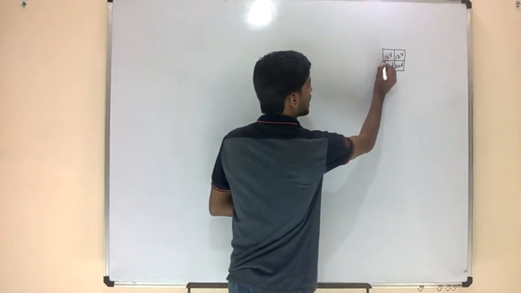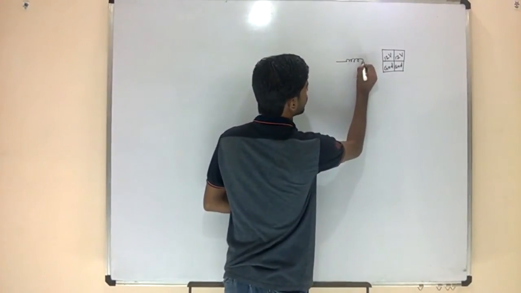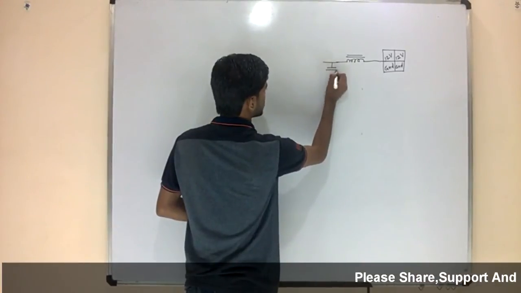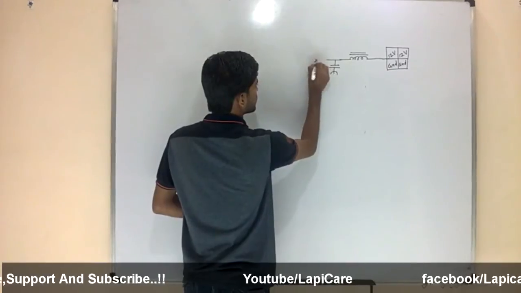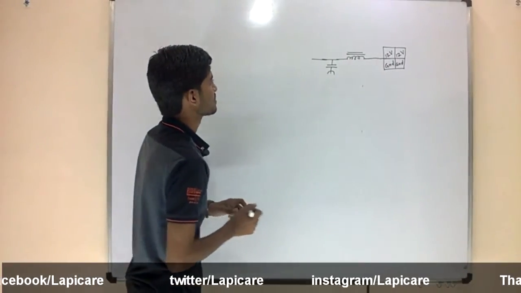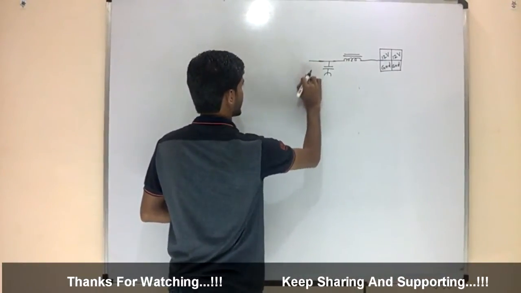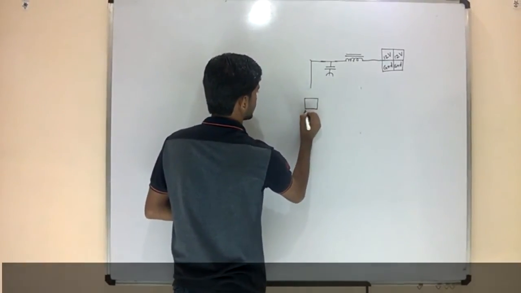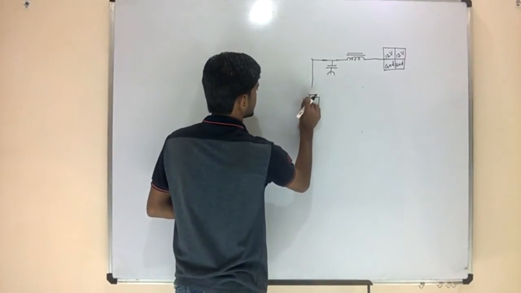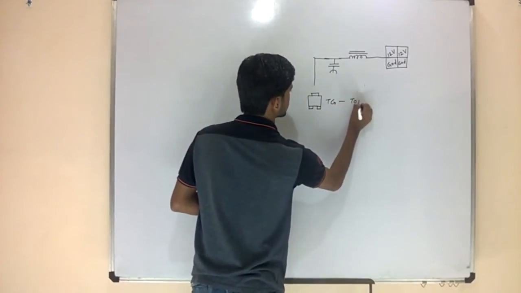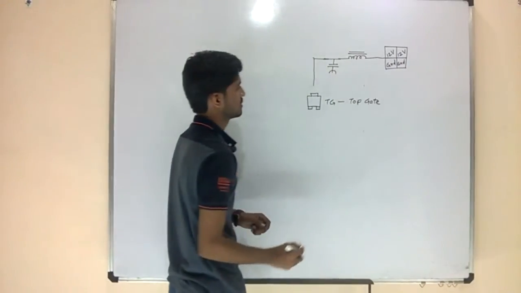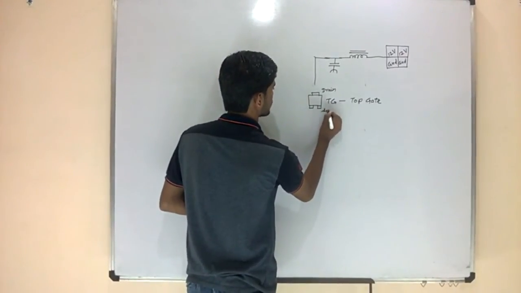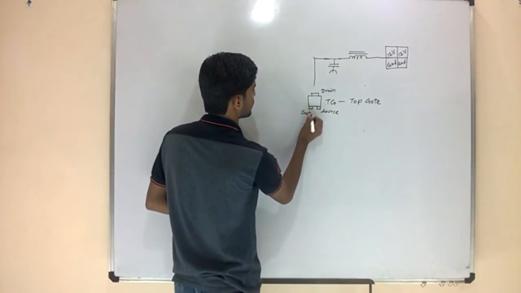In the 12 volt supply, there is a coil for filtering. And in the path, there is a capacitor for filtering the current more. From this, there is an n-channel MOSFET called TG. This is a 3-leg MOSFET named TG. TG means top gate, or some say main MOSFET. This is the drain of TG, this is the source of TG and this is the gate of TG.